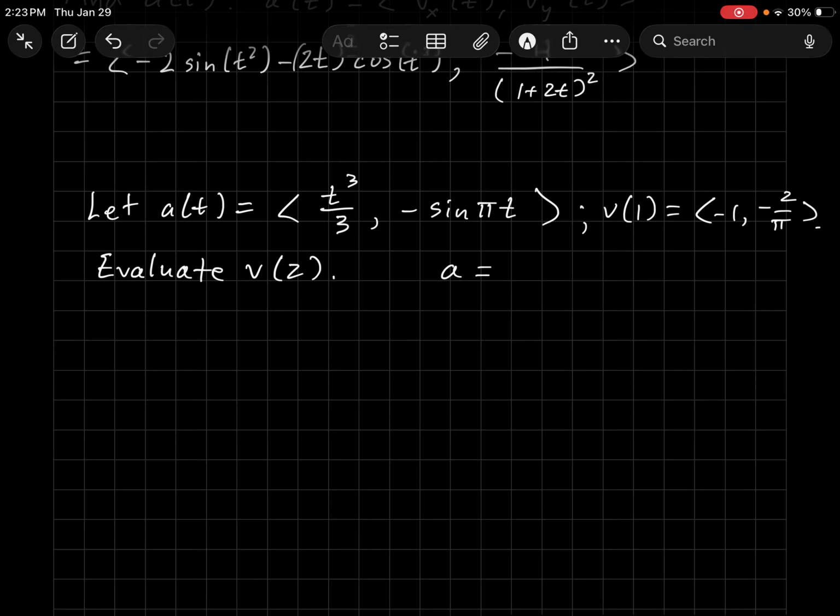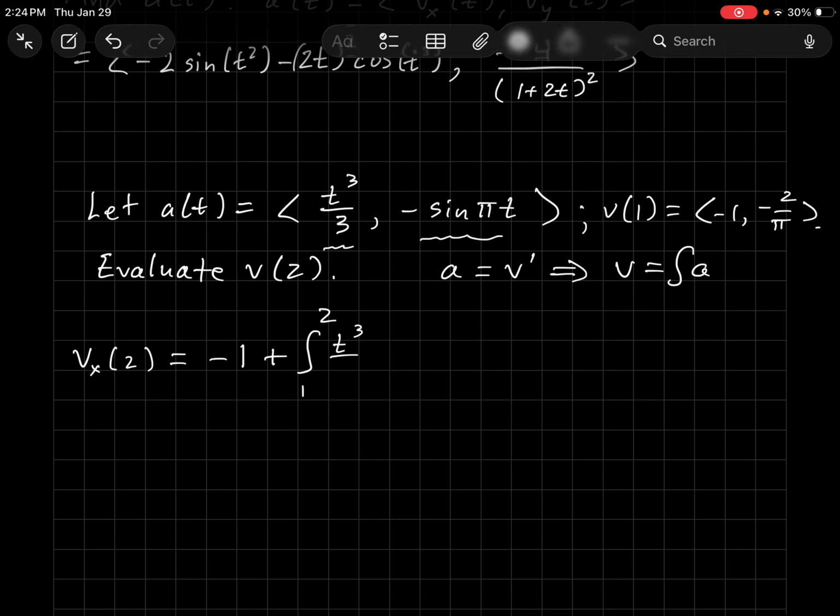Well, if acceleration is the derivative of velocity, then velocity is the integral of acceleration, of course. So we can do these in pieces, because I can do the x part and the y parts separately. So the velocity of the x part at t equals 2 is our starting velocity, if you would, -1, plus the integral from 1 to 2 of the acceleration in the x direction.